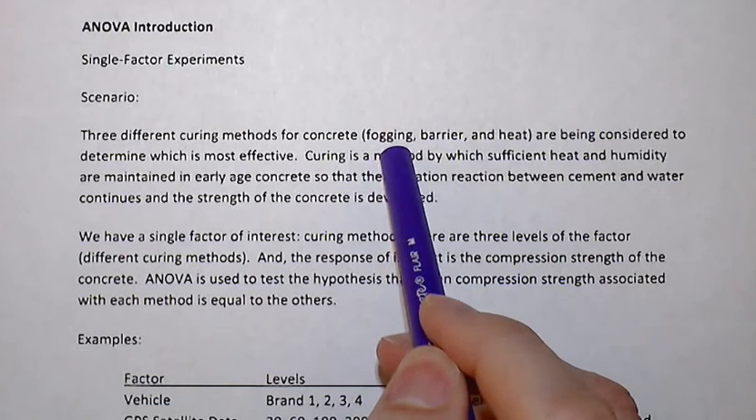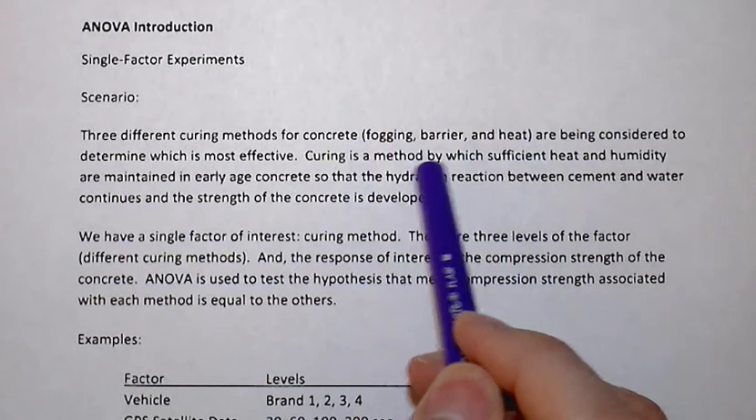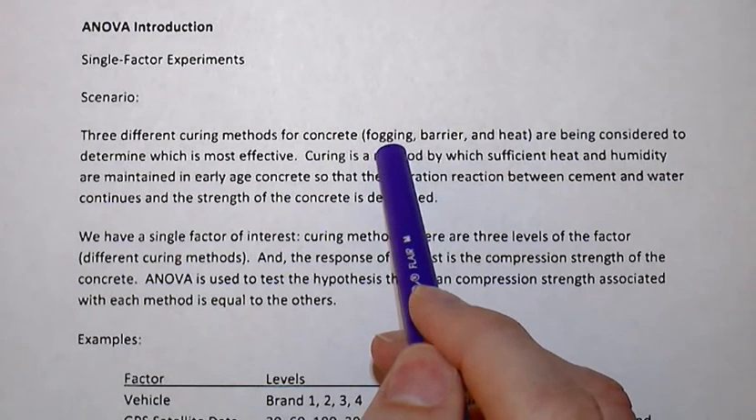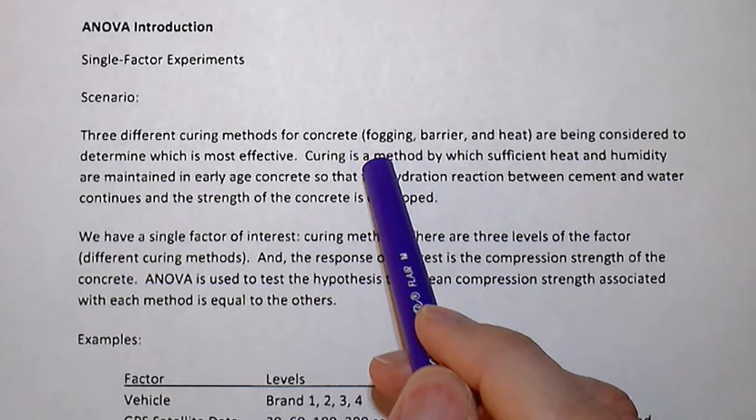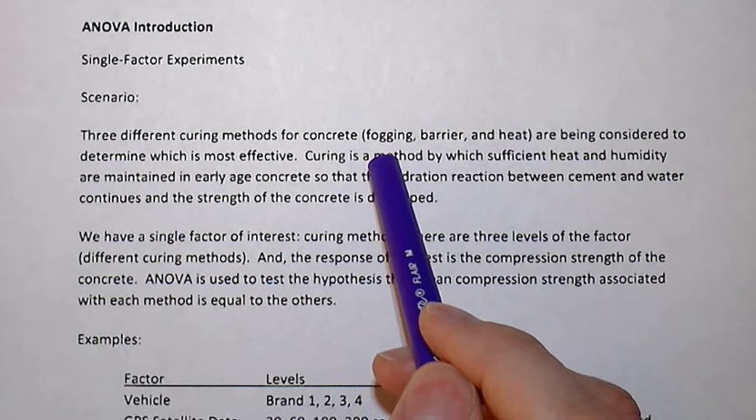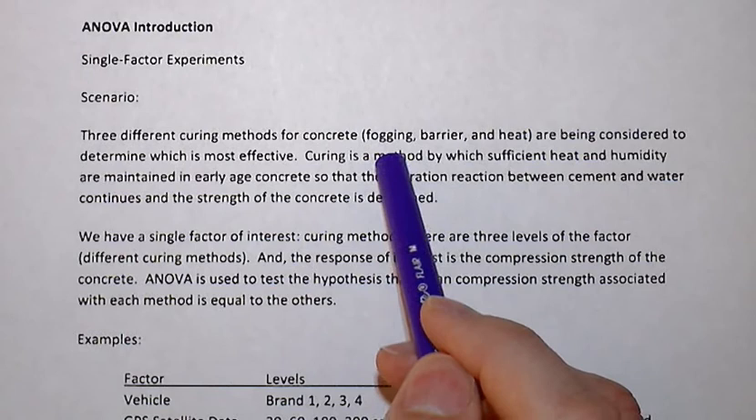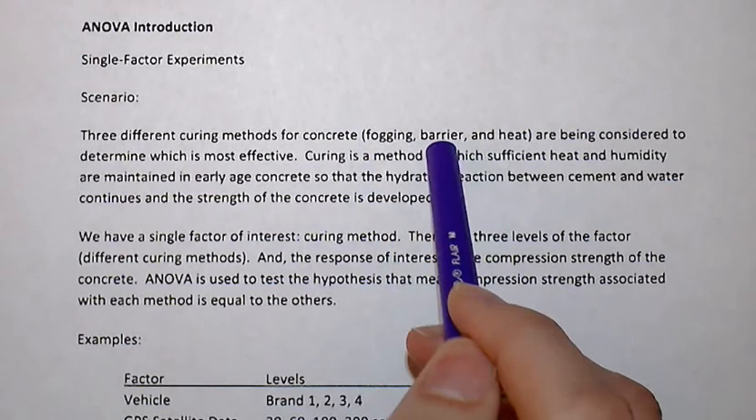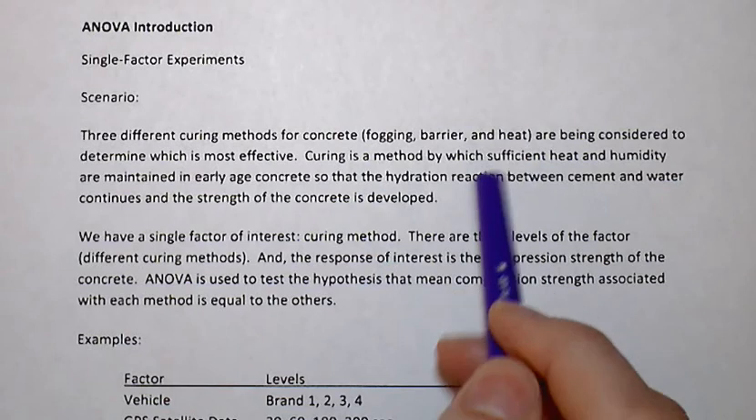And so you see fogging, barrier, and heat. Fogging is a lot like these misting machines that you see on the sides of sporting events, or sometimes down in the south and the west, where you've got real hot weather. You've got little mister sprayers. Barrier is like a plastic barrier, and heat is, of course, a device to maintain heat.